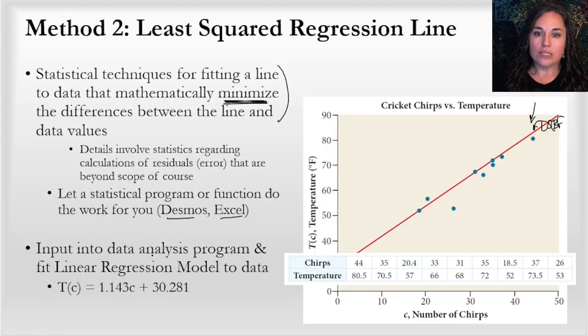So we're going to input into the data analysis program and fit a linear regression model to the data. Okay, so here's the data. It's the same data, okay? And you can see the equation of the line that was produced by this computer program, by a least squares regression line. It did all of the calculations for us. It gave us 1.143 times the number of chirps, and I'm correcting this to a capital C rather than a little c, plus 30.281, which is different than the eyeball. If you remember the value for that, that was 1.2C plus 30.